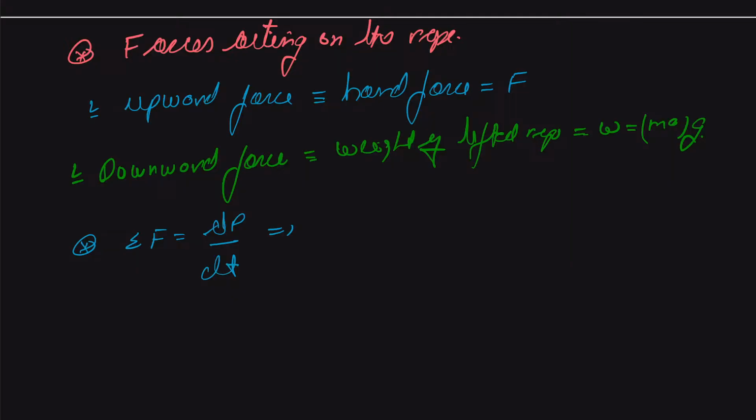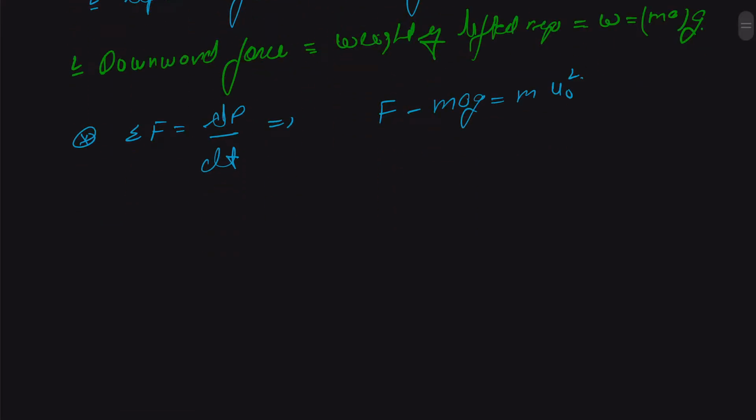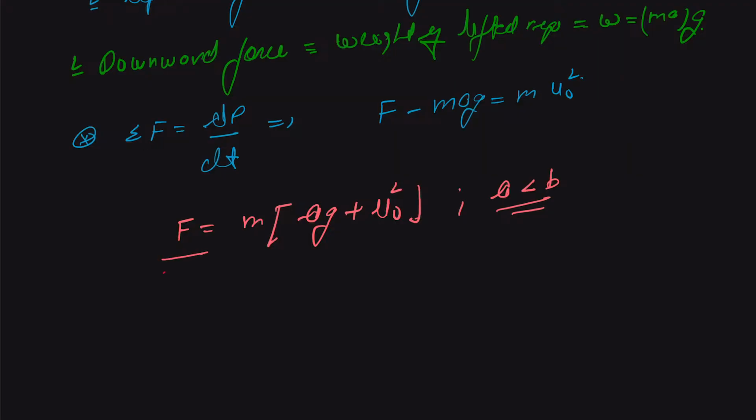Therefore we can write that F minus MAg is equal to M u naught square. And from here we can write that the force which we are applying in the upward direction is equal to M, which we can take as common, so this comes as M times (Ag plus u naught square). And we have to keep in mind that this is when the length of the rope we have raised above the table is less than the total length of the rope. Okay, this is our first question.